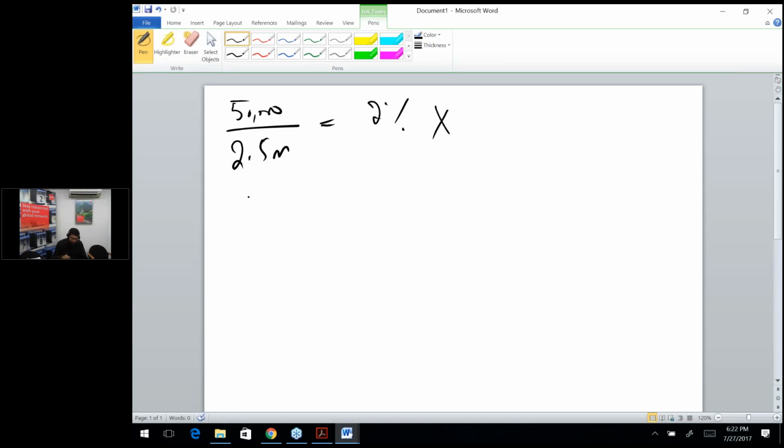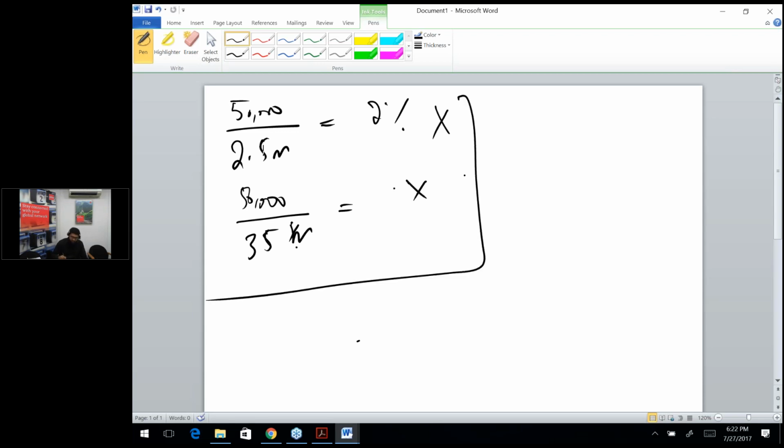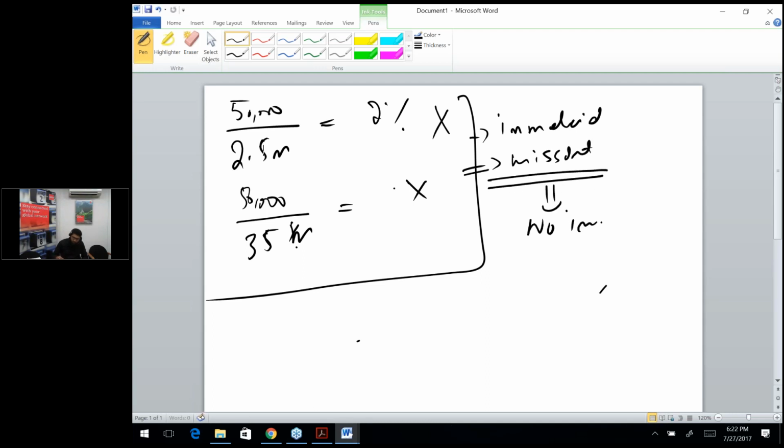So this is immaterial. Similarly, if you compare this 50,000 divided by 35 million, you will again find it to be immaterial. So apparently what has happened is that it is an immaterial misstatement. An immaterial misstatement has got no impact on the audit report whatsoever.